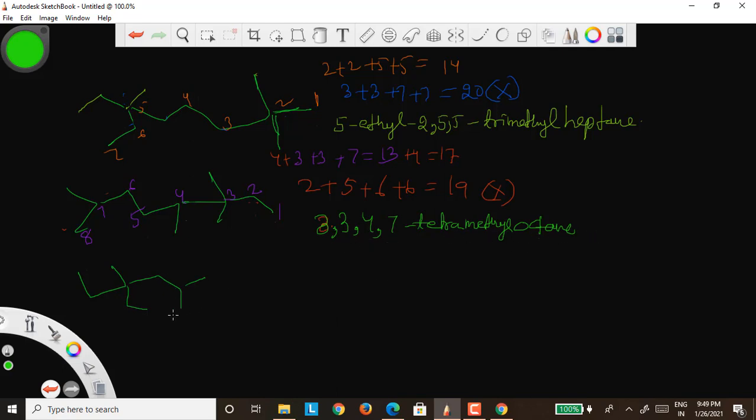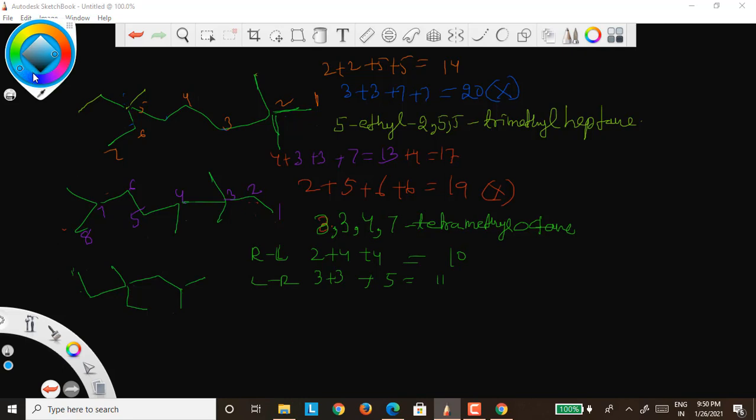Now let us number this one. We can give numbering by the lowest locant rule. Let us find. Suppose right to left is coming. Otherwise, we can find out right to left. So 2 plus 4 plus 4. Left to right, give 1, 2, 3. 3 plus 3, left to right. 3 plus 3 plus 3, 4, 5. So left to right is coming 11. Right to left is coming 10. So right to left is correct. So right to left you can number.